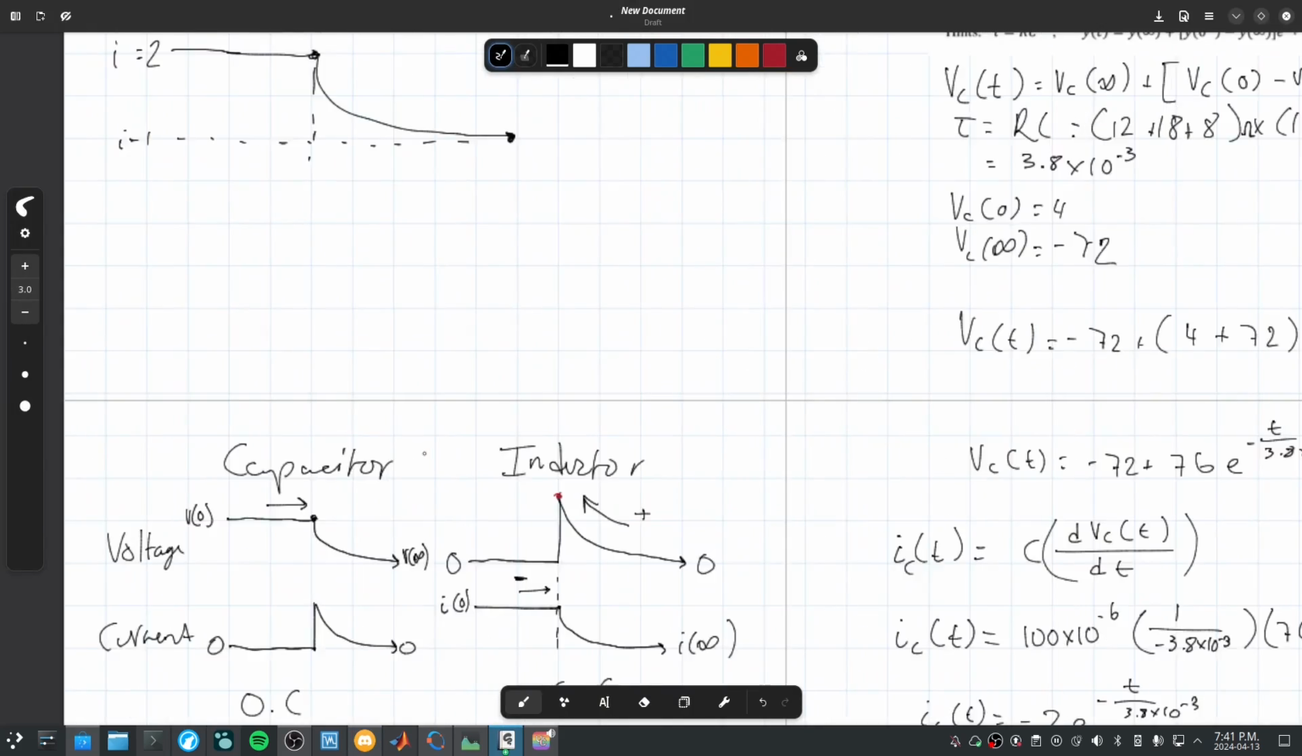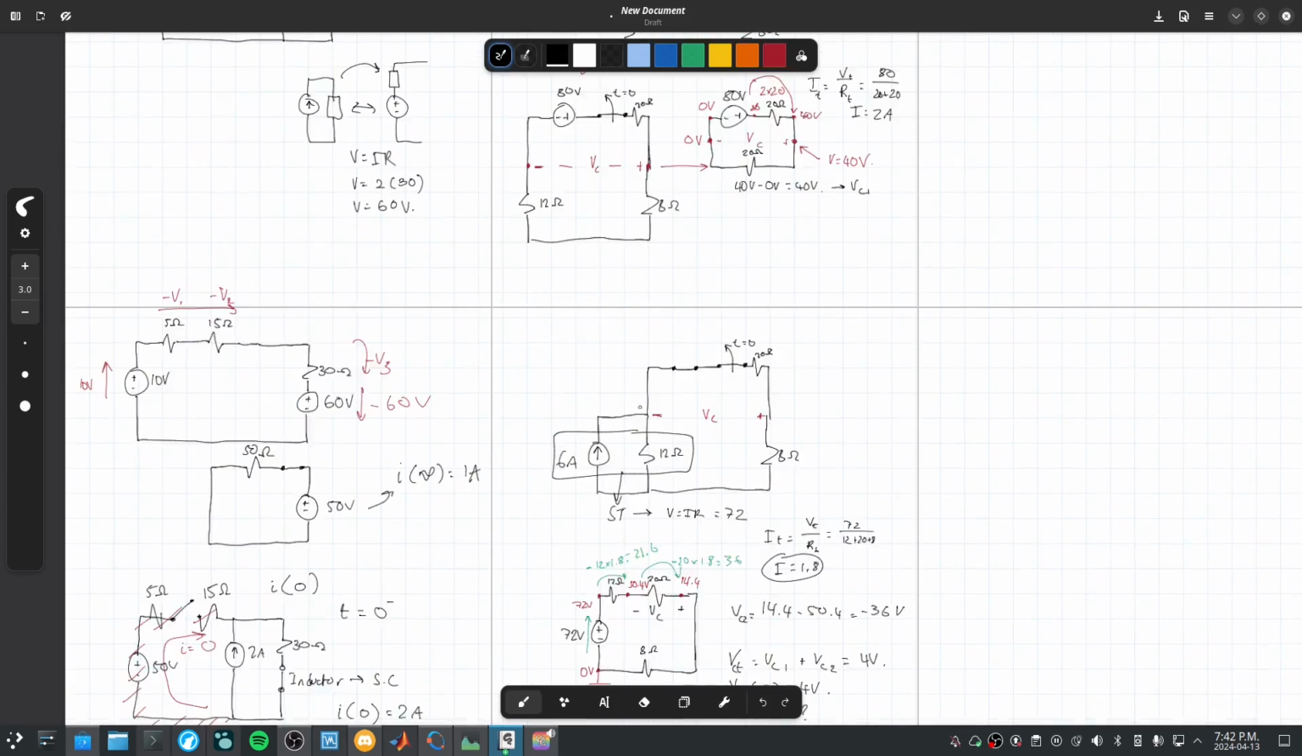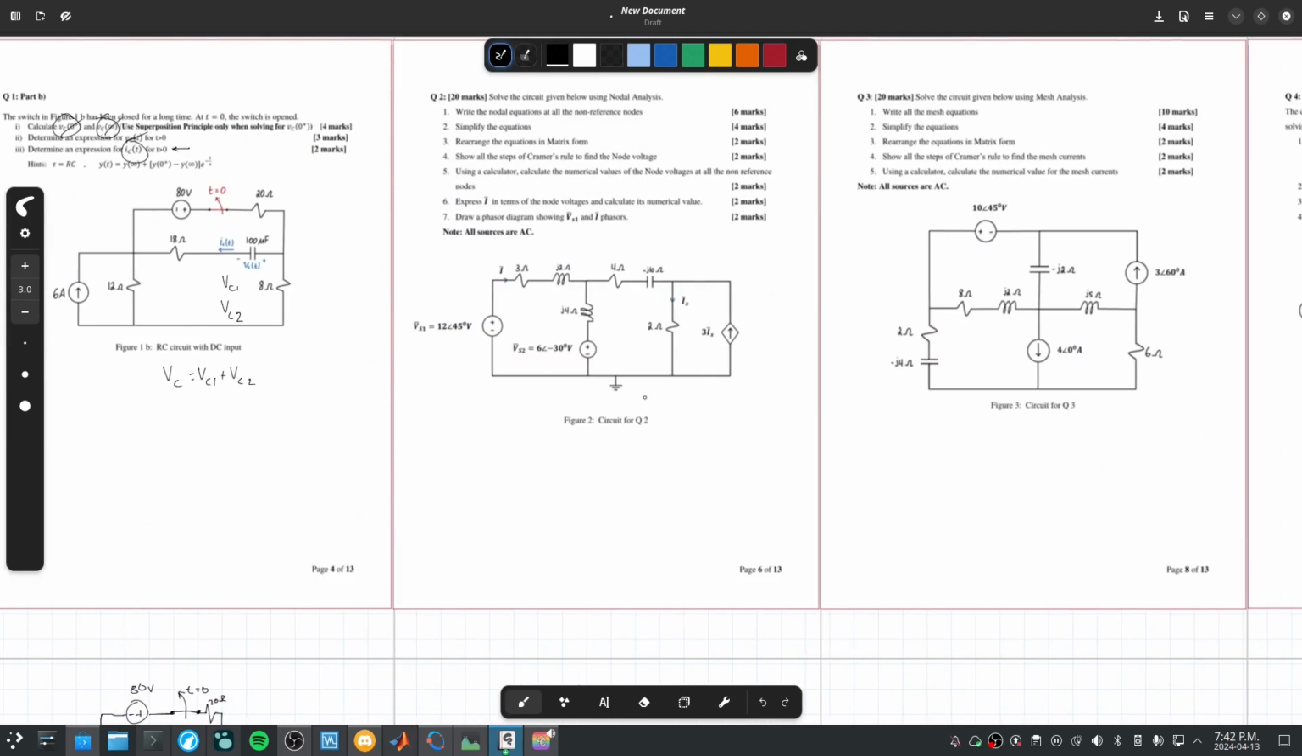If you're having trouble remembering this graph, just remember: open circuit carries no current, therefore the current is 0. Short circuits can have no voltage difference, so therefore the voltage will be 0. And that's question 1 down. It's been an hour 30.